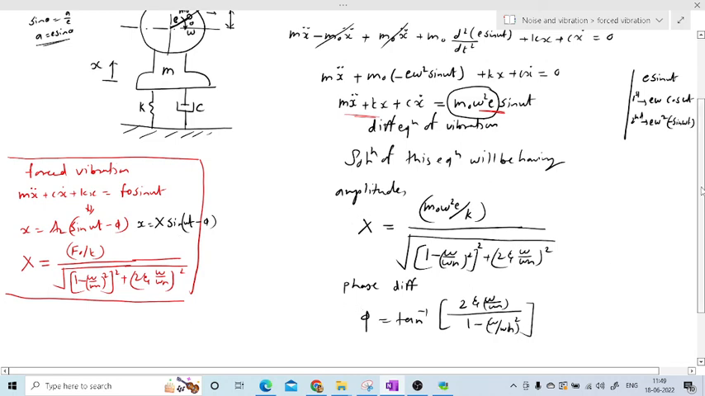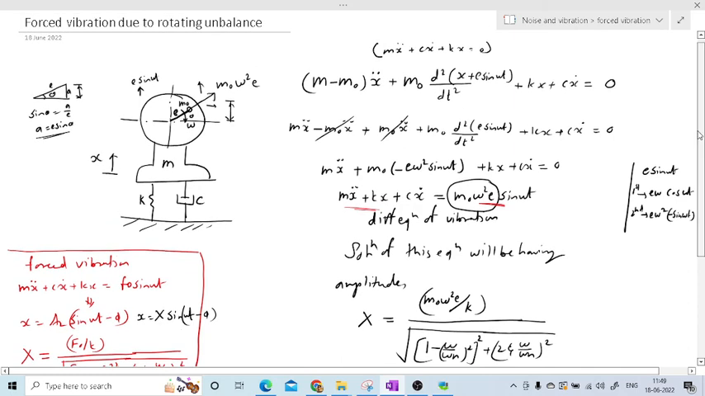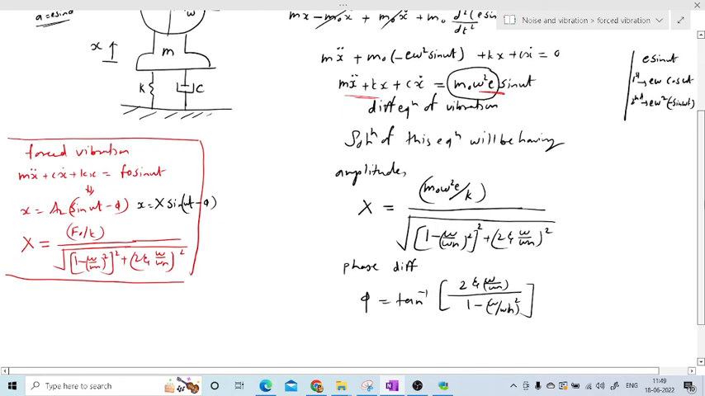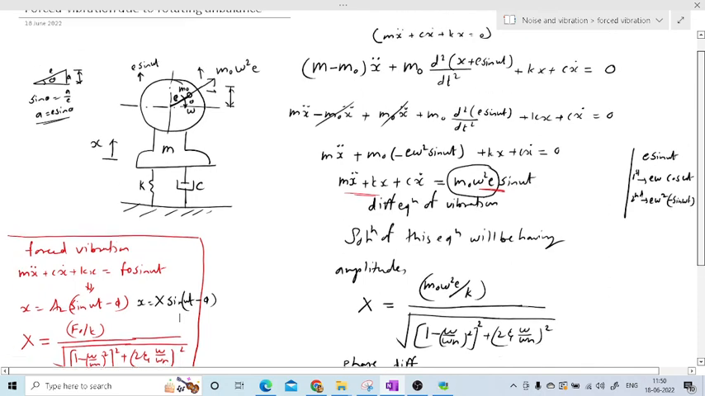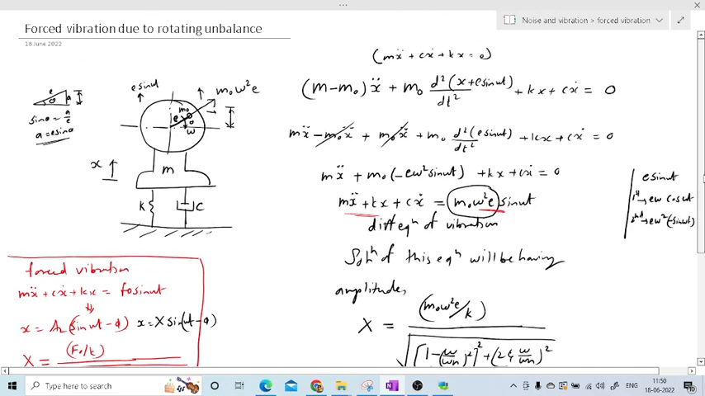So to solve this equation, I just started with the differential equation and came to a differential equation which is very similar to the differential equation of forced vibration. So from that I have directly taken the amplitude and phase difference. Okay, and this is the derivation for forced vibration due to rotating unbalance.